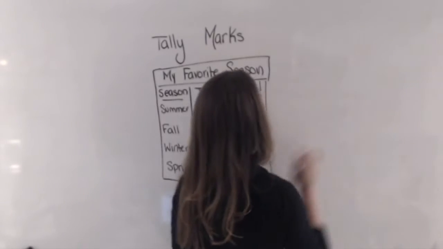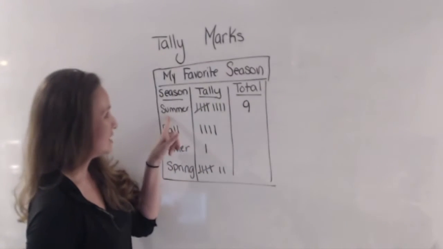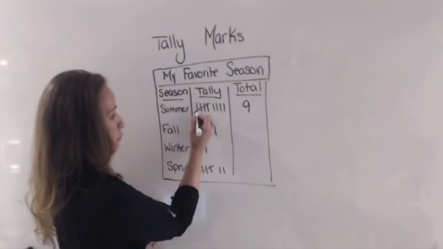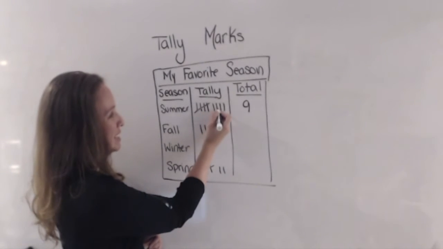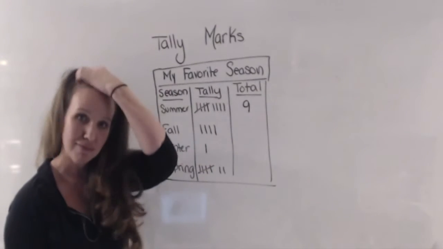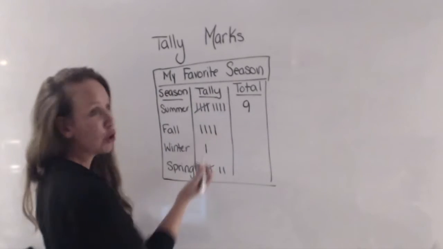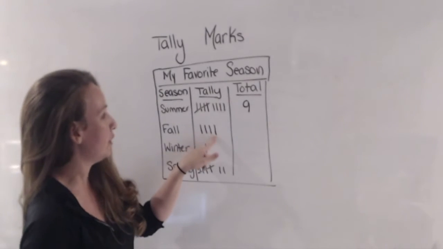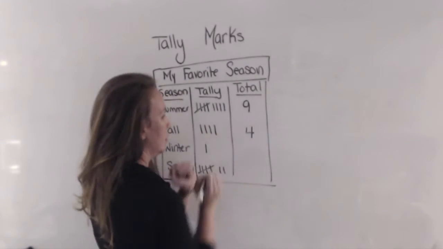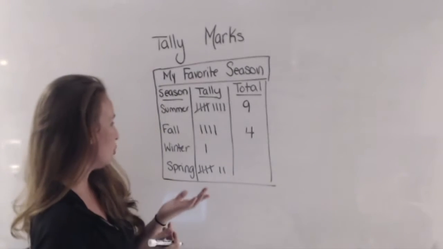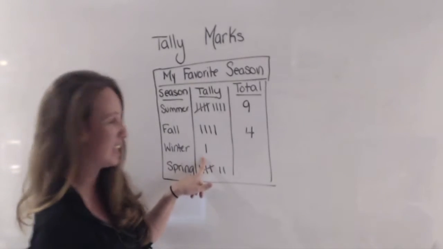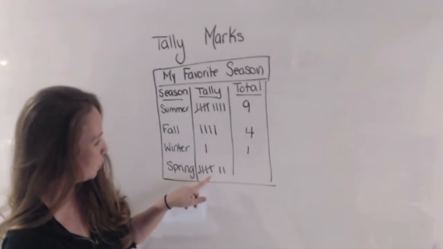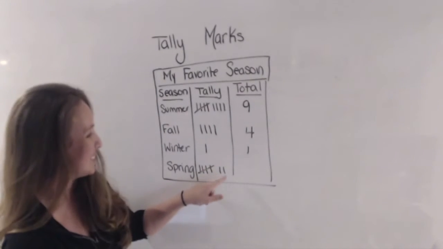So let's start here. If it said summer had these dashes here, we start with 5 and then count 6, 7, 8, 9. That's it. In this case, there's no groups of 5. So we're just going to count our tally marks. 1, 2, 3, 4. Now let's go to winter. I think that's easy enough to count. There's 1. And spring. We have 5, 6, 7.